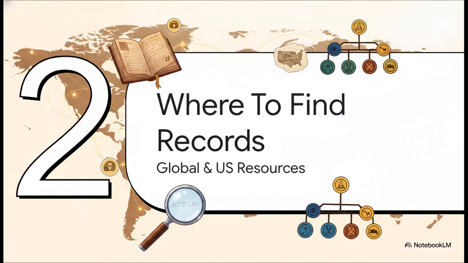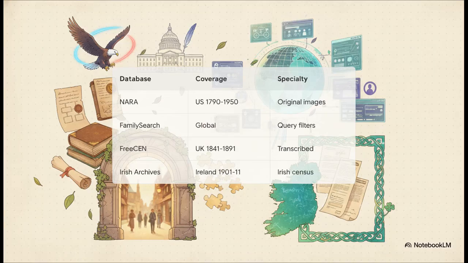Moving on to Part 2, where to find free records, looking at both global and U.S. resources. Let's map out exactly where to go so you never hit a paywall. Okay, let's break down the heavy hitters. For U.S. records, the National Archives, or NARA, has original images from 1790 all the way up to 1950. Then there's FamilySearch, a massive global giant run by the Genealogical Society of Utah that gives you incredible international coverage with really advanced search filters.